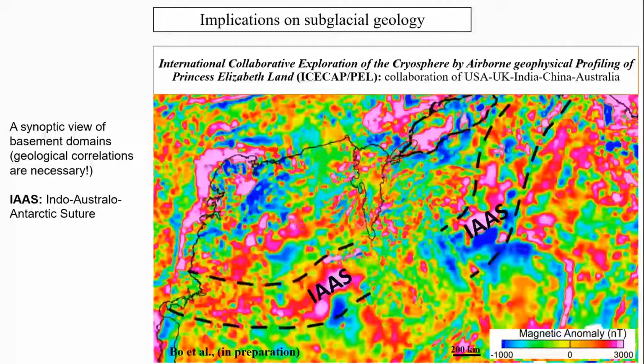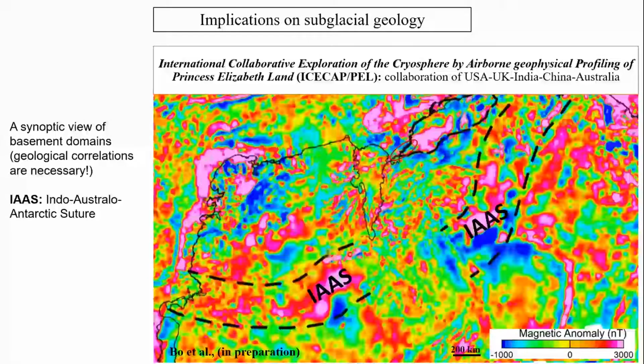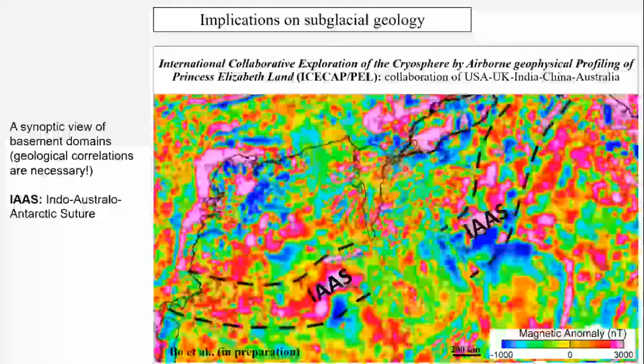The high resolution aeromagnetic data from IceCap2 interpreted the Indo-Australo-Antarctic suture, along which the collision between India, Antarctica, and Australia happened during the final amalgamation of East Gondwana. However, the anomalies in PEL need to be correlated with the rock record to understand the complex geological framework of this area. I will explain the importance of this map in a later slide as well.